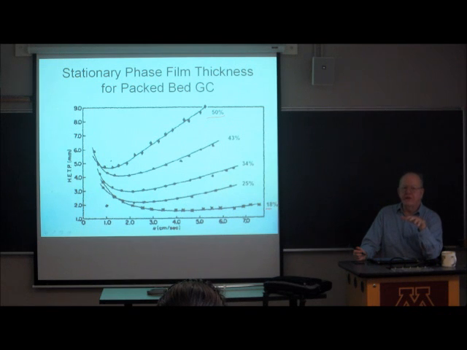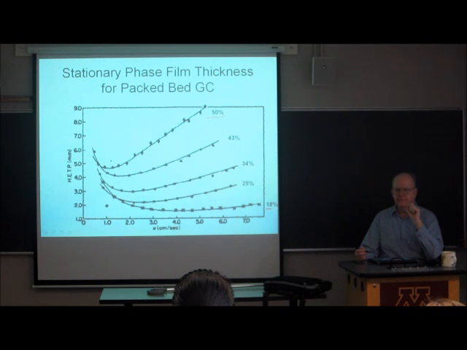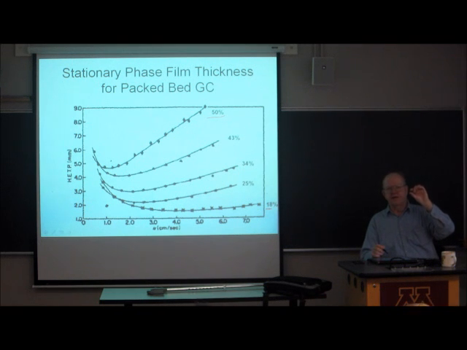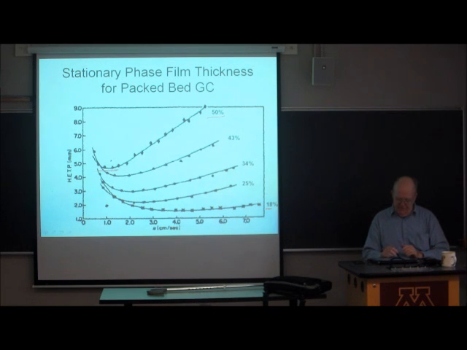Since the particles are the same, the surface areas of the particles are the same, but if the amount of stationary phase is greater here, then this is, on average, a thicker film of stationary phase on the particles. Clearly, as we make the stationary phase thinner and thinner and thinner, the slope goes down, the minimum HETP improves dramatically, and the optimum velocity moves out to higher values, which is where we want to go.